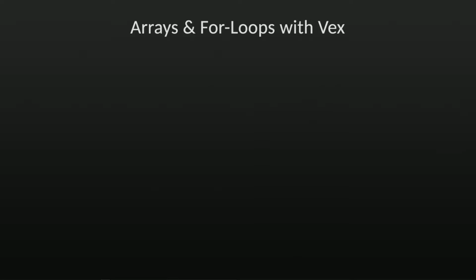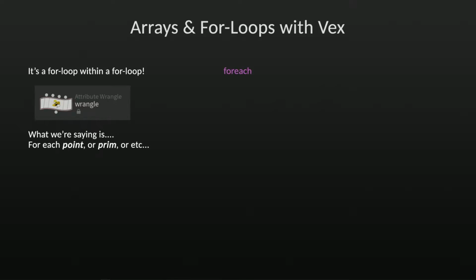Let's now talk about for loops. I'm going to start with for each. But before I get to for each, I want to talk about something that's probably a little bit confusing at first, because what we have here is a for loop within a for loop. I mean, if you think about what a wrangle is, what we're saying is that for each point or primitive or whatever we specify, runs some sort of code. And that right there is a for loop.